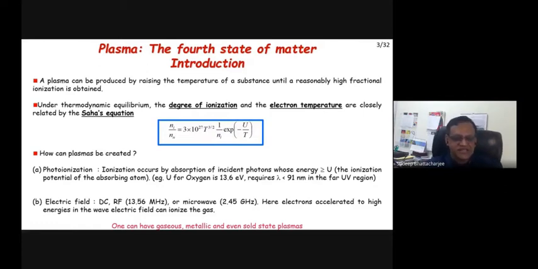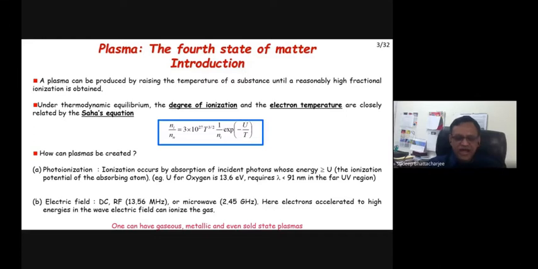How can plasmas be created? There are mainly two ways: photoionization, for example, ionization by absorption of incident photons whose energy is greater than or equal to U, where U is the ionization potential of the absorbing atom. U for oxygen is about 13.6 eV. Therefore, it requires a wavelength less than 91 nanometers for ionizing oxygen atoms, which falls in the far UV region. If you use an electric field like DC or RF, or microwaves, you can also ionize a plasma. Here, electrons are accelerated to high energies in the wave electric field, and they can ionize the gas.